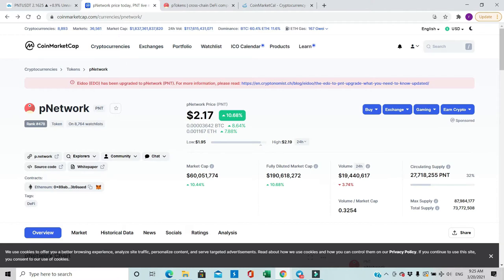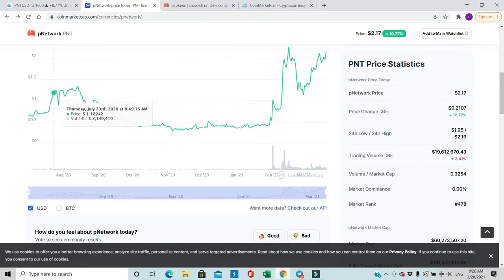So currently it's at $2.17 with a market cap of 60 million, volume 19 million. It's down roughly 3.7% from yesterday. Circulating supply is 27 million, max supply being 87 million. To me, what stands out the most is its market cap because it's fairly low, and then also its circulating supply, which is 27 million currently, so it's really low float. So that sticks out to me, and we'll go look at it here.